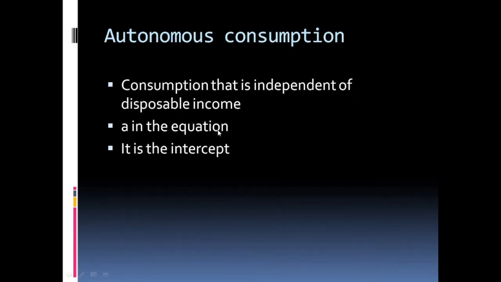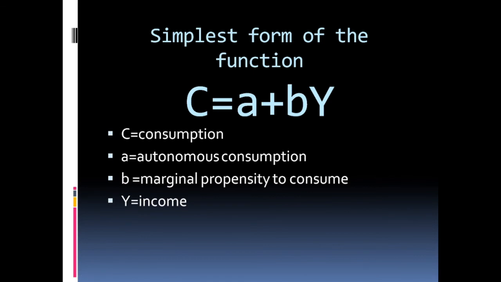So the Keynesian consumption function is C equal to a plus bY, where C is consumption, A is autonomous consumption, b is marginal propensity to consume, and Y is income.